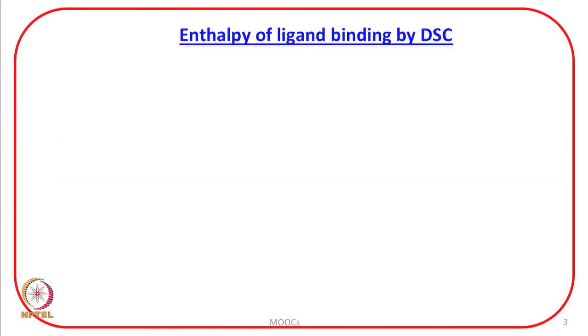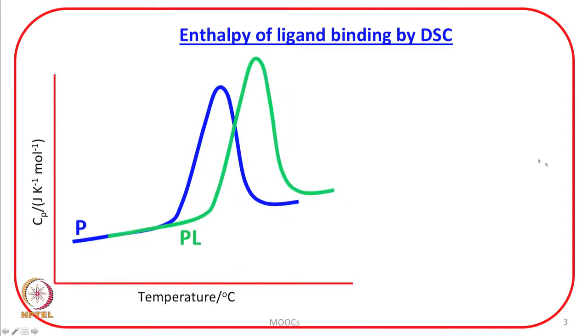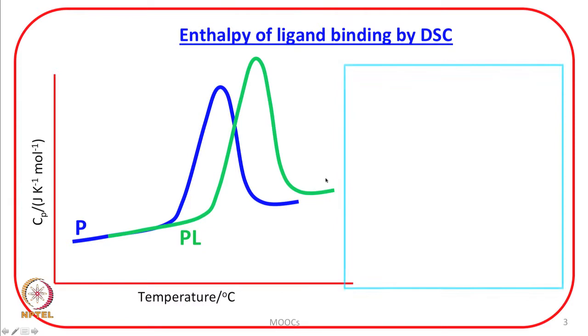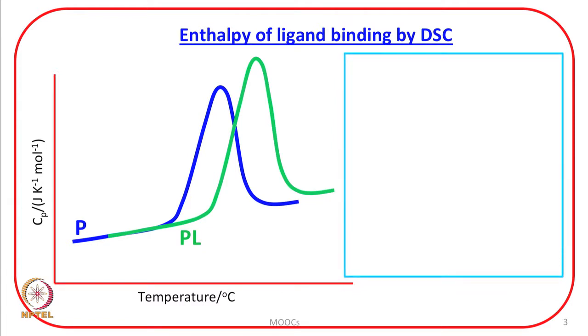And in one of the previous lectures, when I was discussing how to get the enthalpy of ligand binding by DSC, we showed these kind of transitions, that is, if protein is only in the native form, it will show this kind of thermal unfolding, and if it is bound with the ligand fully saturated, PL will appear at a higher temperature. Now, let me define some thermodynamic parameters associated with these transitions.